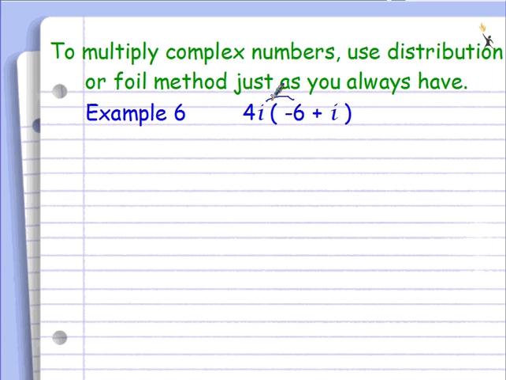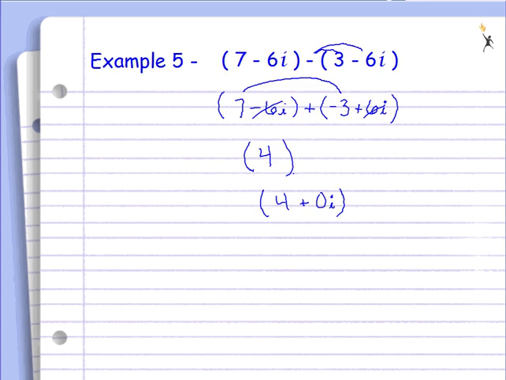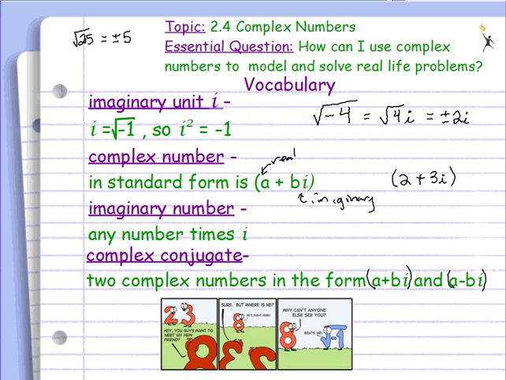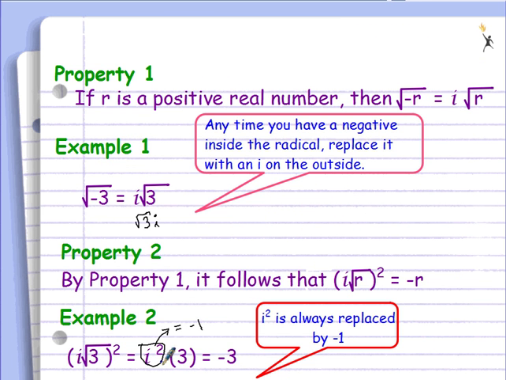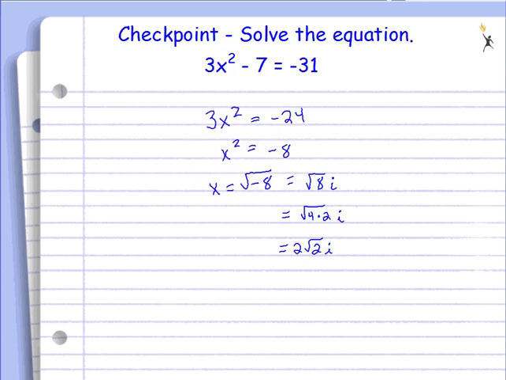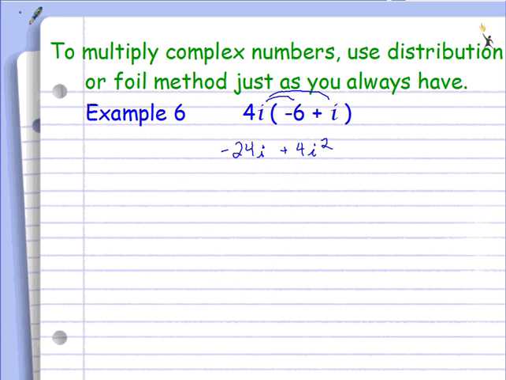So, say I have here 4i times negative 6 plus i. Okay, you're going to distribute like you would before. Okay, treat this i like an x, like it's a variable. Okay, so that would give me what? That should give me negative 24i, and then it should give me a plus 4i squared. Okay, the only thing is, if you remember the property we talked about earlier, property number 2, it says what? That i squared is always replaced by a negative 1.